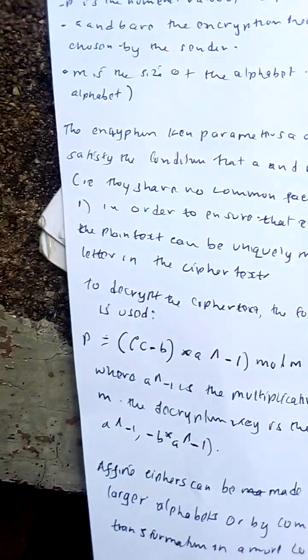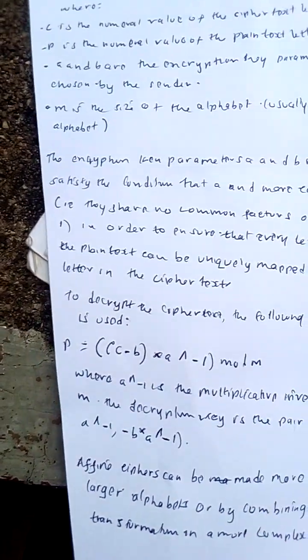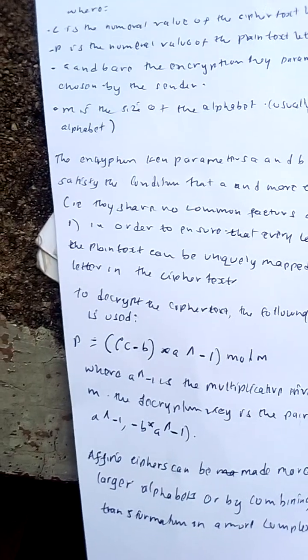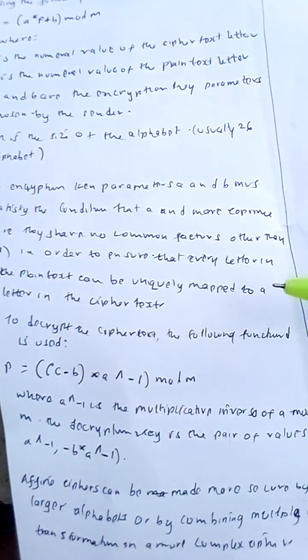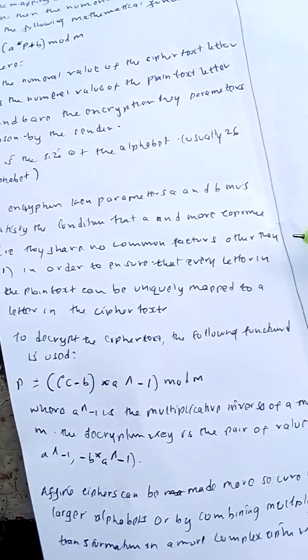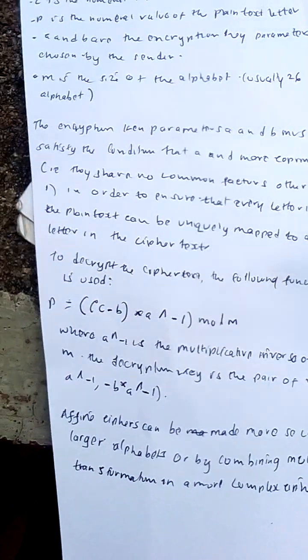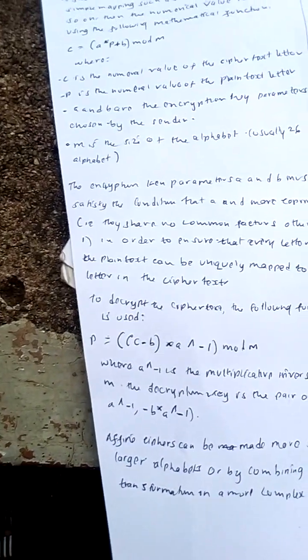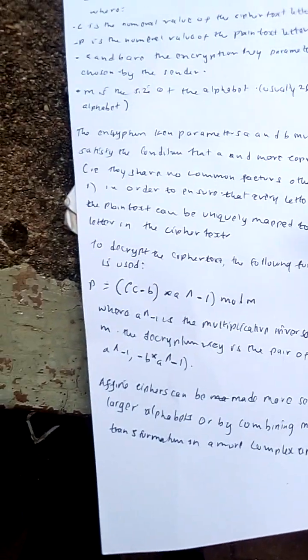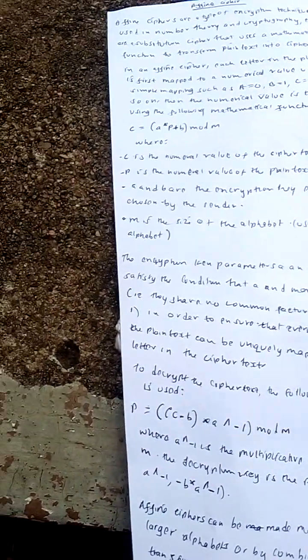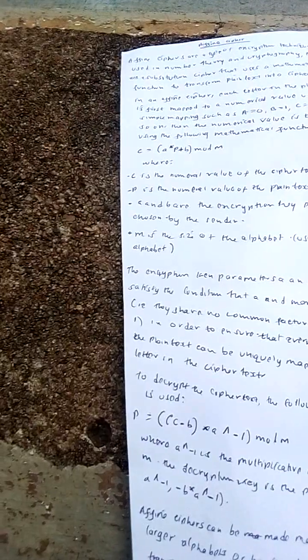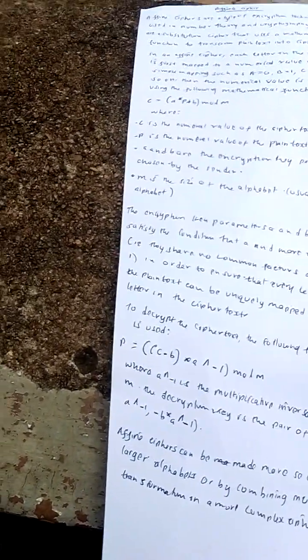So the encryption parameters a and b satisfy the condition that a and m are co-prime. That is, they share no common factors other than 1, in order to ensure that every letter in the plain text can be uniquely mapped to a letter in the ciphertext.